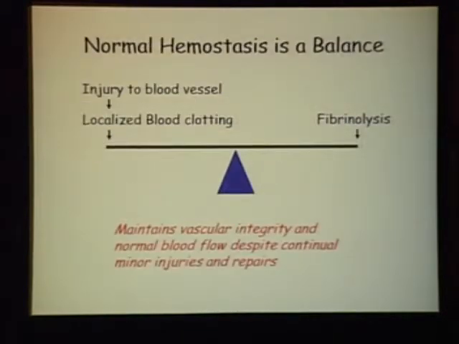Now, normal hemostasis is a balance. If there is injury to blood vessels, the process of blood clotting is very localized just to the site of injury. And once small blood clots form, they are disposed of by fibrinolysis, a process of natural resolution of blood clots, so that the circulation remains in balance. And this, therefore, maintains the vascular integrity, the intactness of the vessels, and the normal blood flow on which we all depend for conscious activities, despite continual minor injuries or repairs.